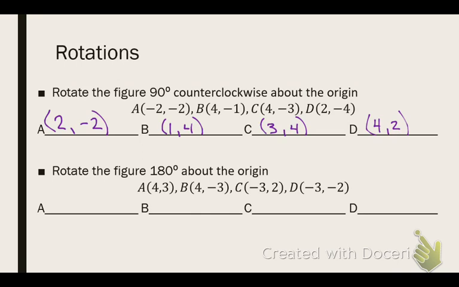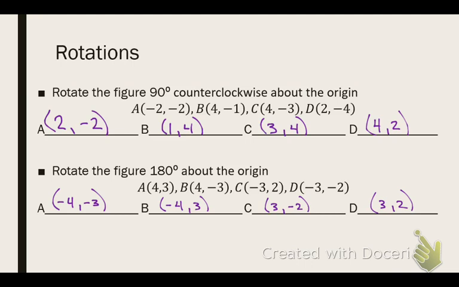All right, next one, 180. So for 180, we got this because we're actually not changing the order. We only make the sign opposite what it was in the original. So if the original is 4, 3, now it's -4, -3. Very good. Let's say B, -4, 3. C? -2. D? 3, 2. Awesome. Okay, so those are my rotations.